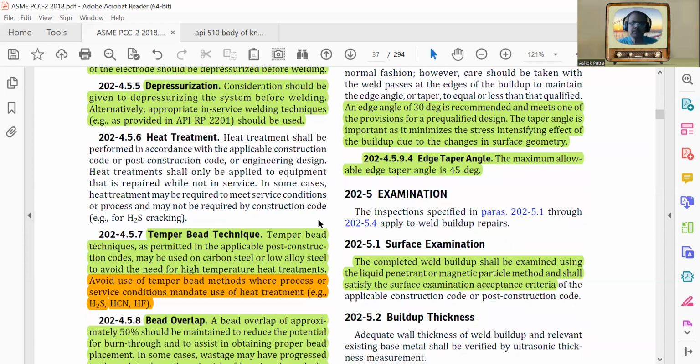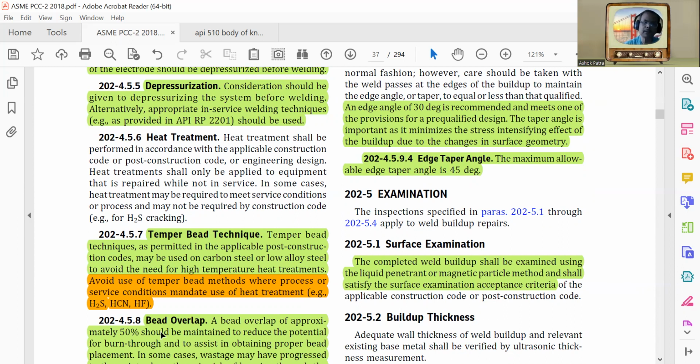Temper bead techniques as permitted in the applicable post-construction codes may be used on carbon steel or low alloy steel to avoid the need for high temperature heat treatment. Avoid use of temper bead methods where process or service conditions mandate use of heat treatment: H2S, HCN, HF.